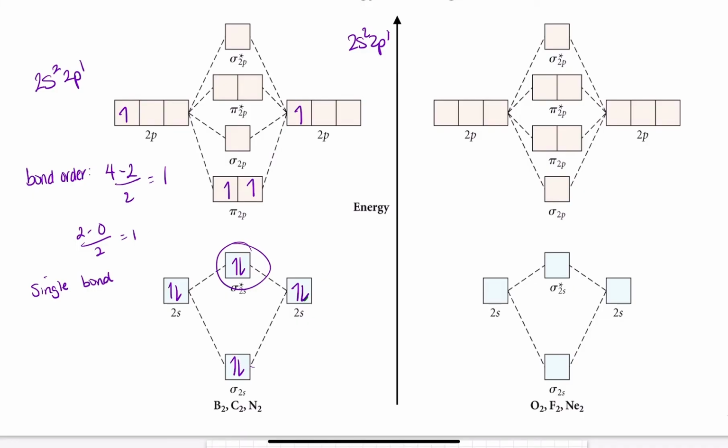And then, is it paramagnetic or diamagnetic? It is paramagnetic. It has unpaired electrons, which means it will be attracted in a magnetic field.